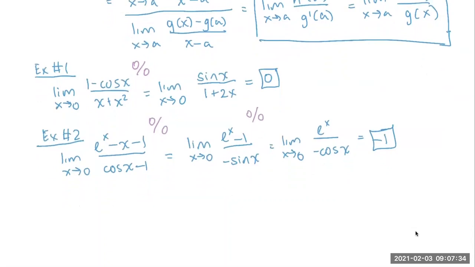Okay, and then as the last L'Hopital's rule example, I'm going to say for example 3, can you guys tell me what happens when you do this limit problem? So limit as x approaches 1 of x squared plus 1 over 2x plus 1. So tell me what happens when you guys do this problem.